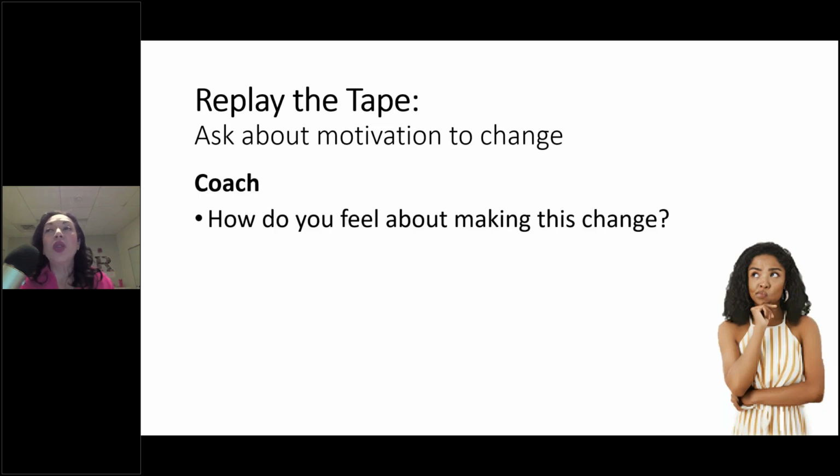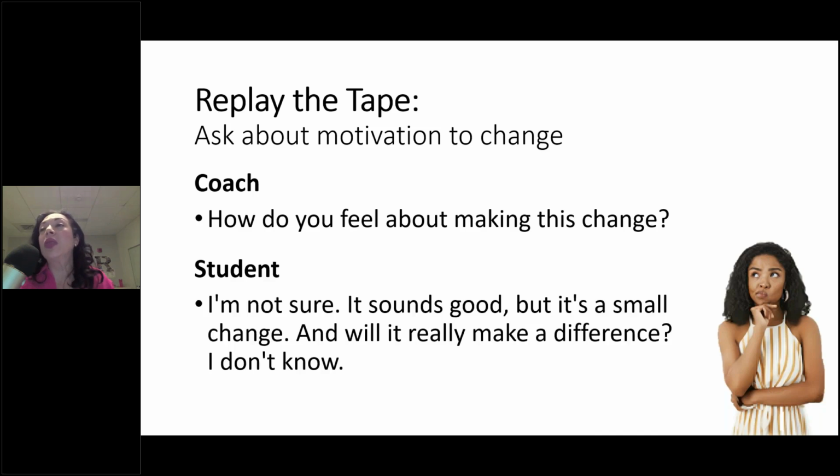In this example, the coach starts with a simple open question, inviting Jade to explore her feelings about change. This is an important part of the process. The student responds with uncertainty, which is completely normal. She's unsure about whether the small change will lead to meaningful results.